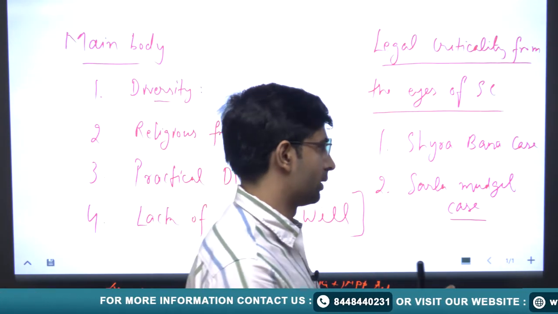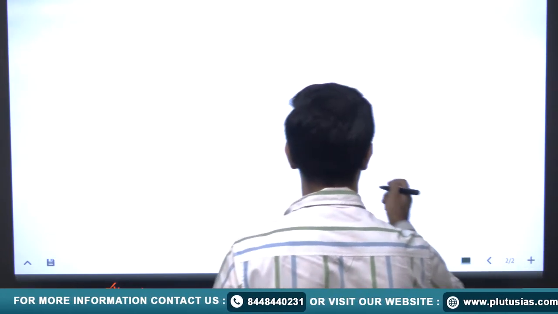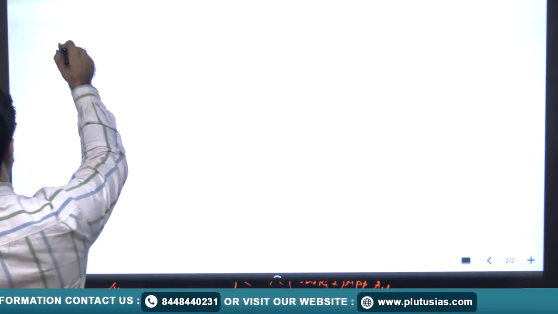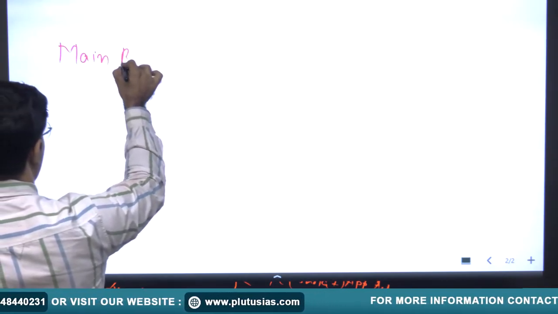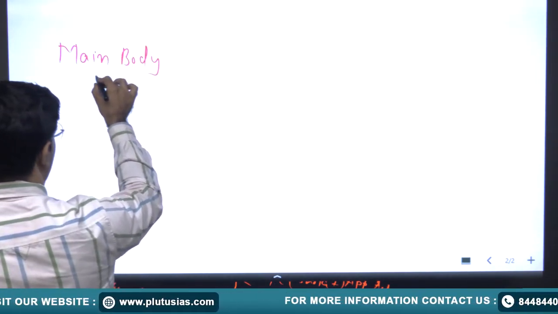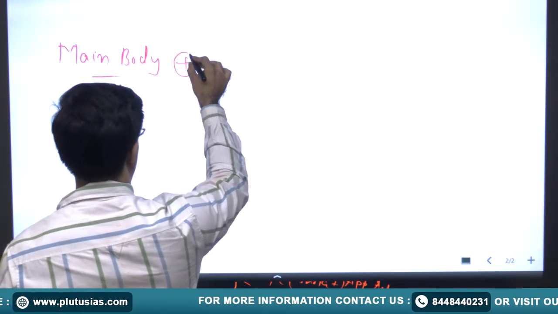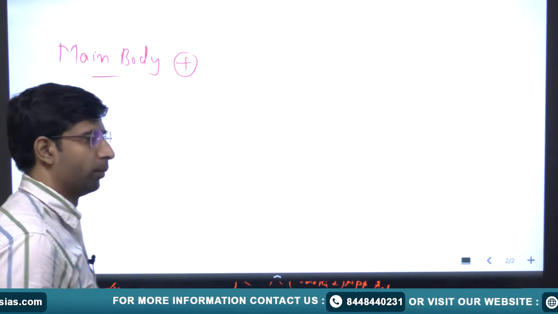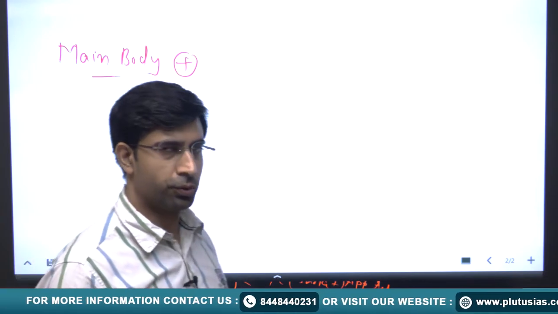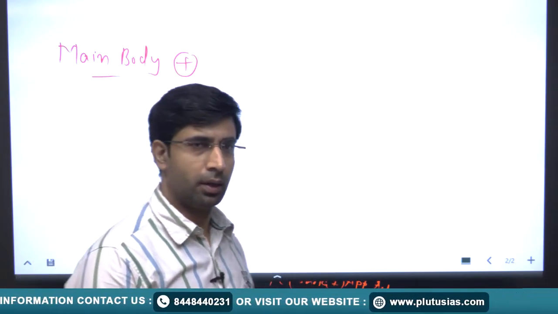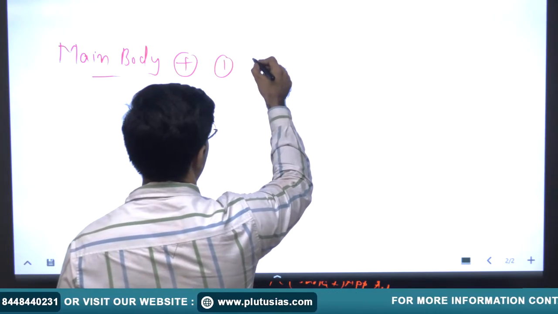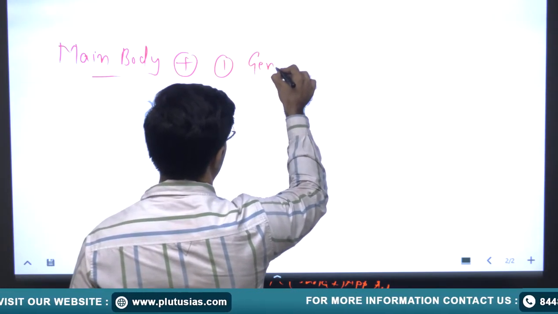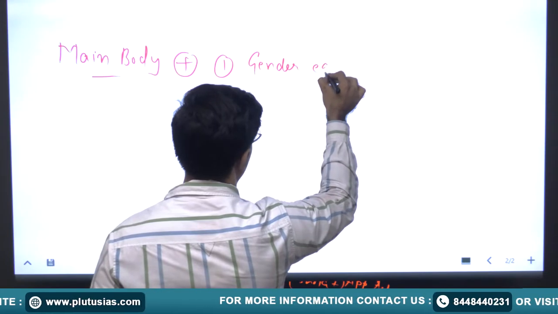When you quote this transition, then you will start the second side of the main body. What is the second side? The positive part of this topic. And the positive part of this topic can have a number of points hinting towards social justice, gender justice. And the points can be as follows. First, you can tell gender equality. It will promote gender equality.